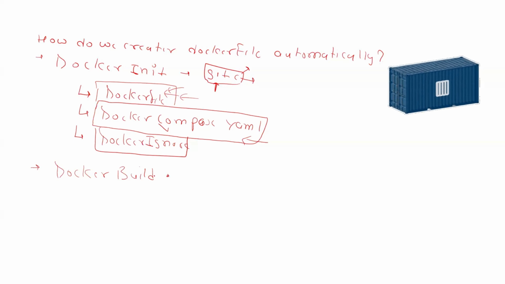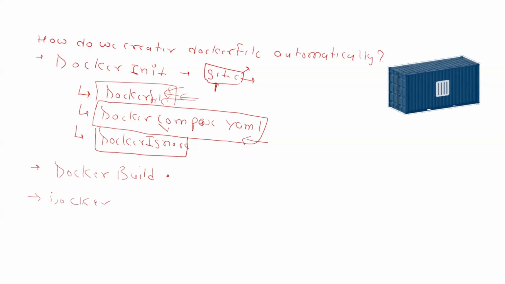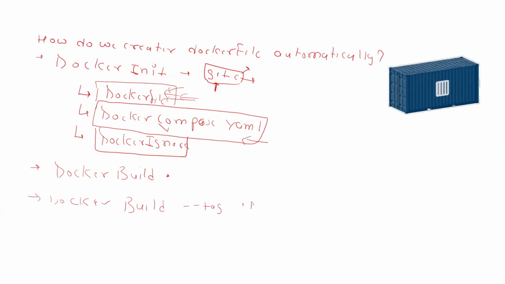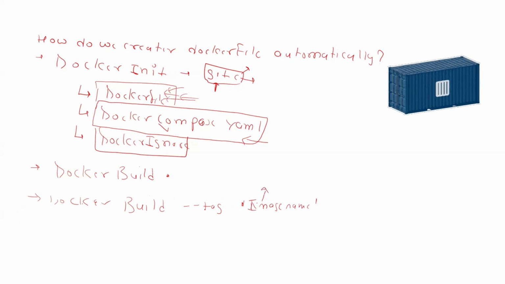If we use Docker build dot, it will immediately start building the image by using this Dockerfile, right? And then let's say I want to give the image a name. For that we have a command called Docker build, there is something called tags, and you can give the image name over here, right? So this command will create an image with this image name.